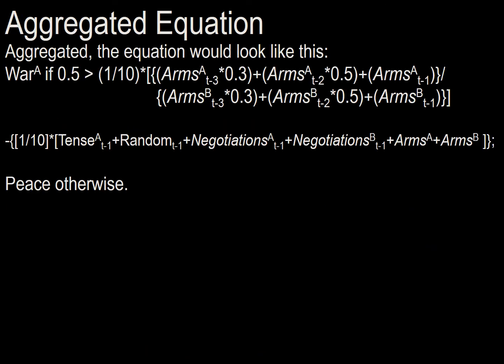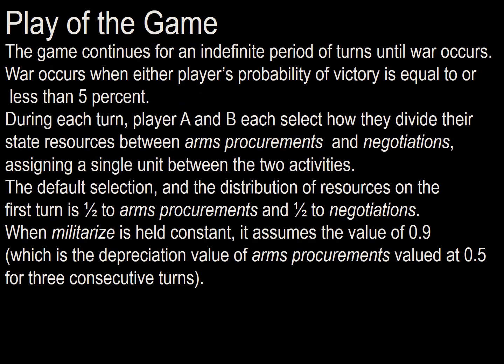So here you can see the aggregation of the equation, which would look something like this. War occurs if 0.5 is greater than the math multiplied by those equations. Otherwise, there's peace. So the game continues for an indefinite period of turns until war occurs. War occurs when either player's probability of victory is equal to or less than 5%.